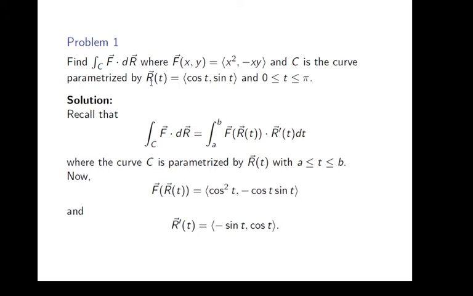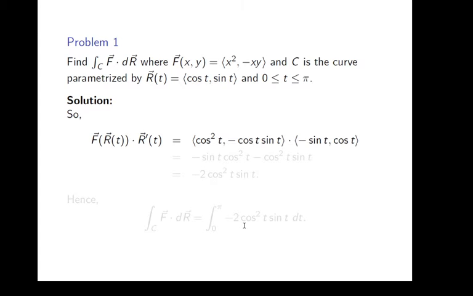On the other hand, the derivative of r of t is given by the vector whose coordinates are the derivative of cosine t, which is negative sine t, and the derivative of sine t, which is cosine t. So given these two vectors, F evaluated at r of t and r prime of t, we compute the dot product. The dot product is between the vectors (cosine squared t, negative cosine t sine t) and (negative sine t, cosine t). And so we get cosine squared t times negative sine t, so negative sine t cosine squared t, and negative cosine t sine t times cosine t, so that will be negative cosine squared t sine t. Now simplifying, we get negative 2 cosine squared t sine t.